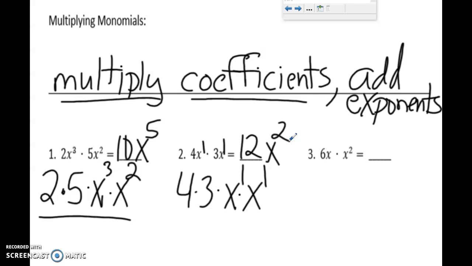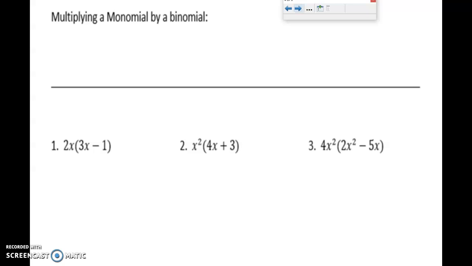Finally, 6x times x to the 2nd. I'm not even going to rewrite it. It's kind of like how we need it. With the number first, just 6, and then 1x and 2x's make 3. Okay? So all of these properties are going to be involved for what we're about to do next. And so this is a property that you probably have used before, the distributive property, right? So multiplying a monomial times a binomial.